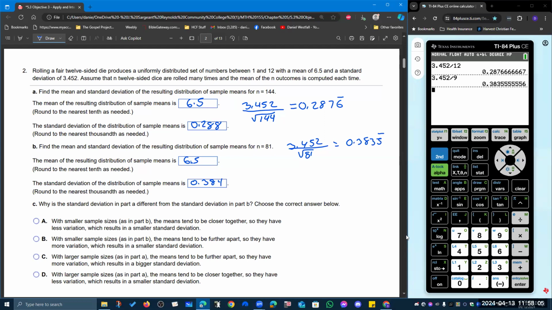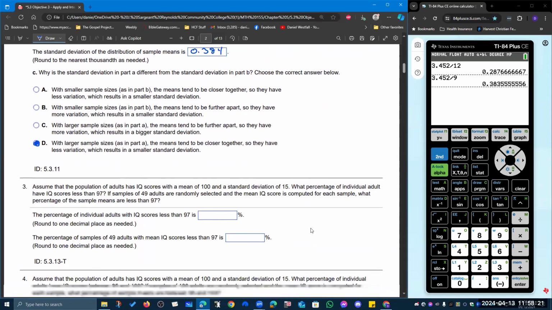And why is the standard deviation in part A different from the standard deviation in part B? With larger sample sizes, as in part A, the means tend to be closer together, so they have less variation, which results in a smaller standard deviation.